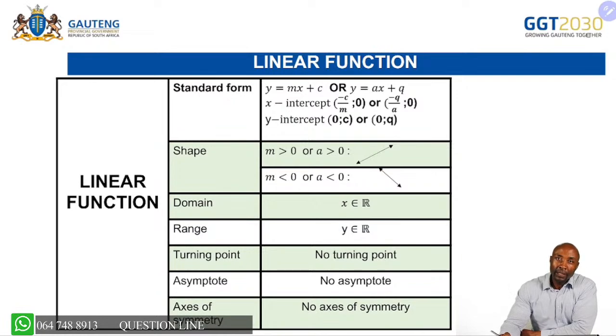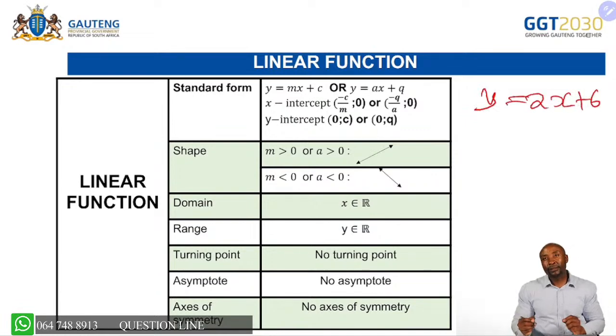I will start by looking at the linear function. The linear function has two forms of the equation. You can use y is equal to mx plus c, which you normally use again in paper 2, as well as f of x is equal to ax plus q. We should know what the parameters are representing. In this case, our m or our a represents our gradient. For example, if you are given y is equal to 2x plus 6, it means your a is 2.